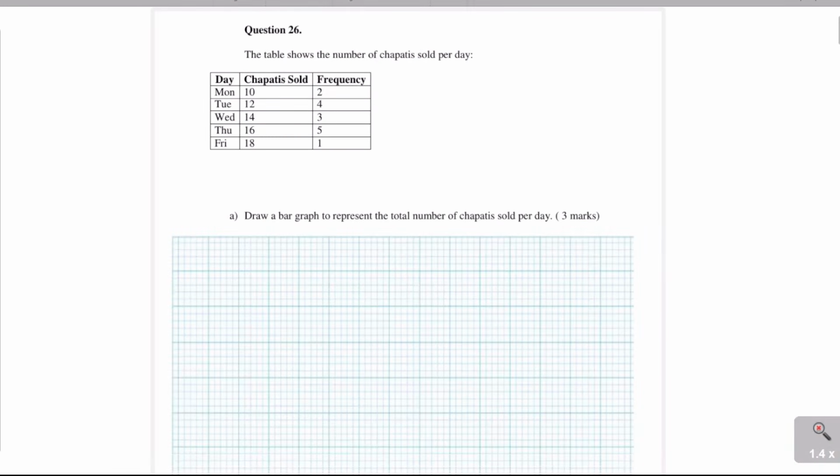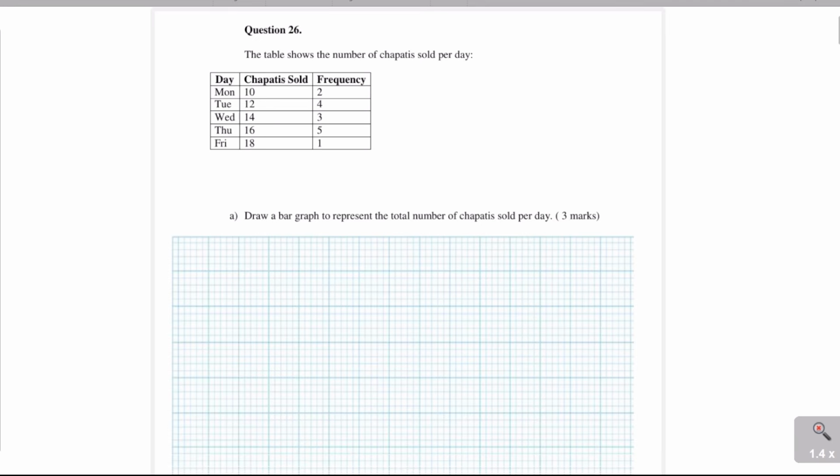Question 26. The table shows the number of chapatis sold per day. So there are days, and then chapatis sold, then the frequency. Draw a bar graph to represent the total number of chapatis sold per day. So when you look at that table, look at the day, chapatis sold, then the frequency. So it means like on Monday, the chapatis sold were 10, and that was sold twice.